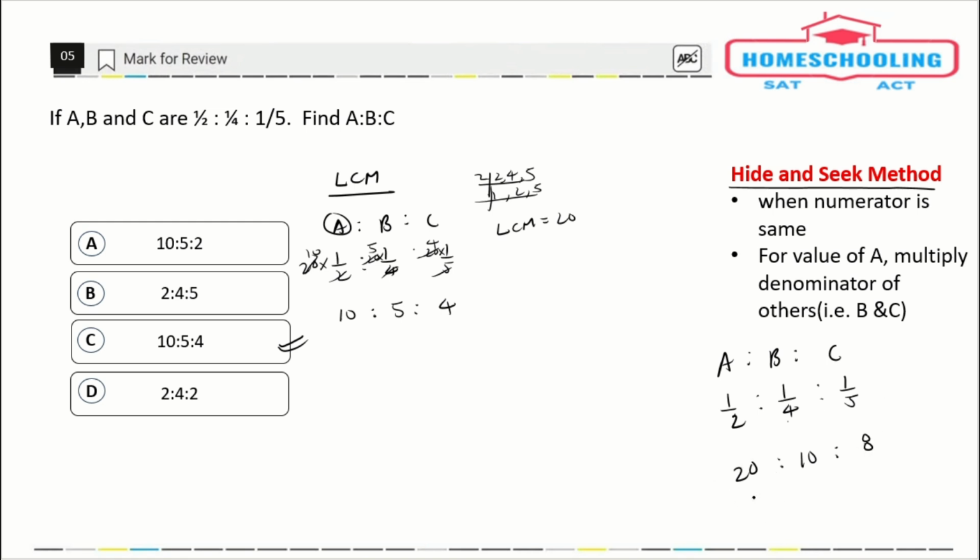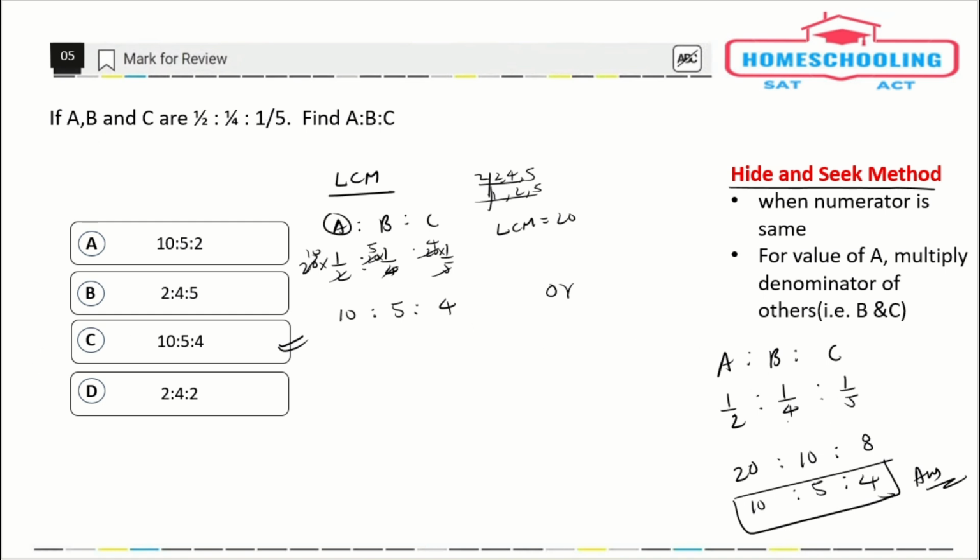So we can further factorize it: 10, 5, and 4. This is going to be your answer. So you can solve them either by the LCM method or the hide and seek method. But you have to remember, whenever you are using the hide and seek method, all the numerators should be the same. Here all the numerators are 1, 1, and 1.